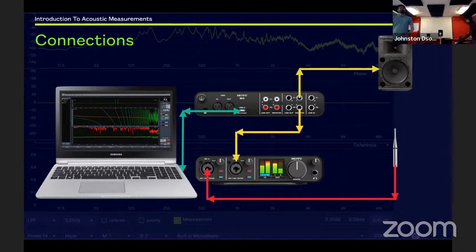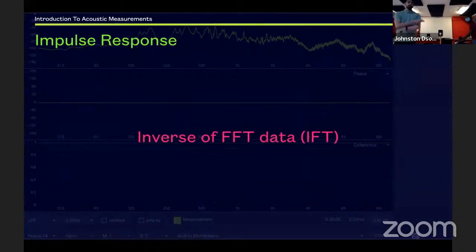Okay, connection. This is something that you have to really understand, because if you don't understand this, nothing will make sense to you. As I said earlier, we can do two kinds of measurements. We can do frequency domain measurements. We can do time domain measurements as well. Now, time domain measurement is something known as an impulse response. That is nothing but an inverse of the FFT.